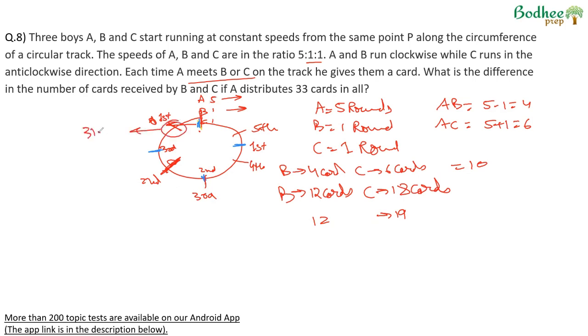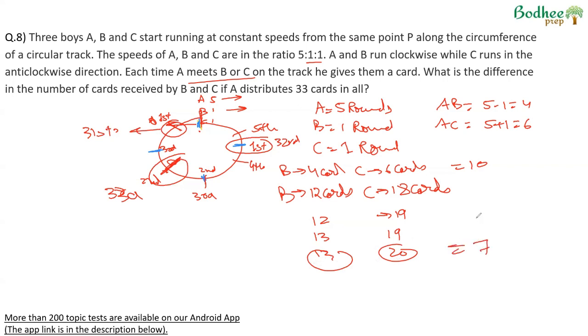The 31st card will be handed over here. The next meeting will happen between A and B at this point, where the 32nd card will be handed over. And then the next meeting will happen for A and C at this point, where the 33rd card will be handed over. So after the 30th card, one card to C, one card to B, and then finally one card to C. So out of 33, C will get 20 cards, B will get 13 cards, which is a difference of 7.